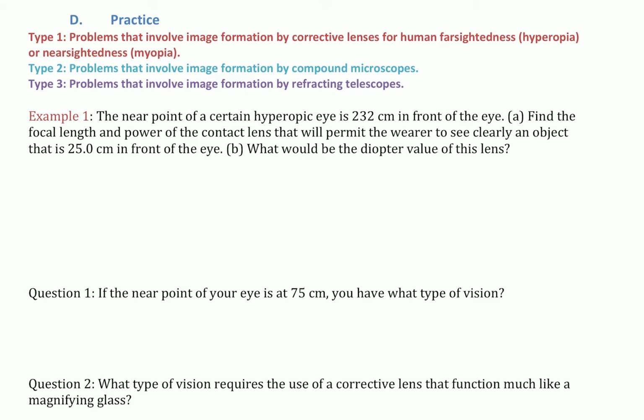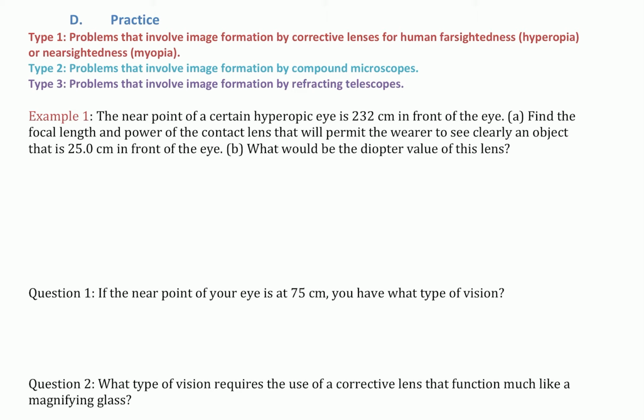So we have, for our practice, type 1 problems that involve image formation by corrective lenses for human farsightedness, which is hyperopia, and nearsightedness, myopia. Type 2, problems that involve image formation by compound microscopes. Type 3, problems that involve image formation by refracting telescopes. All right, so let's get to it.